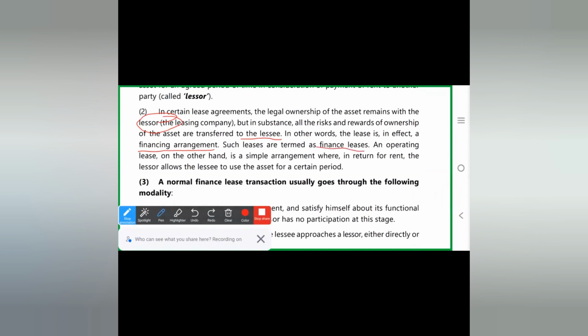An operating lease, on the other hand, is a simple arrangement where, in return for rent, the lessor allows the lessee to use the asset for a certain period.